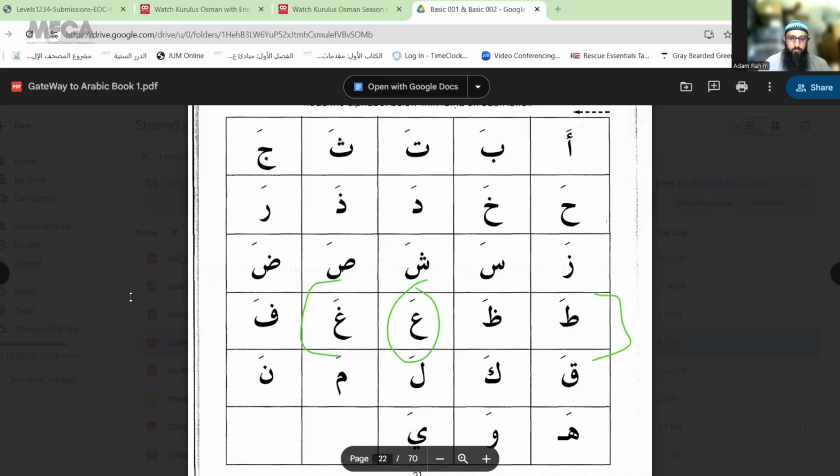Brother Shadi, the letter Ain. Correct. And the sound that it's going to make? Ah. Very good.